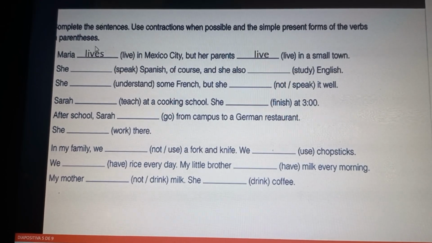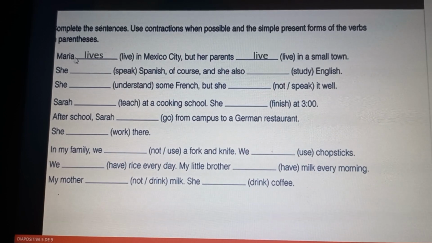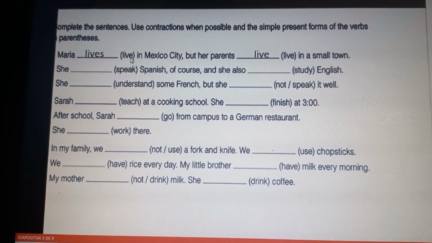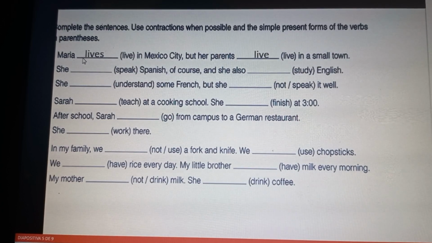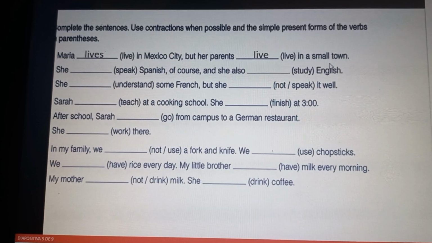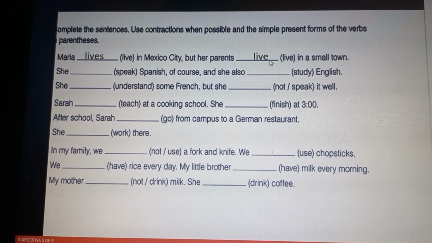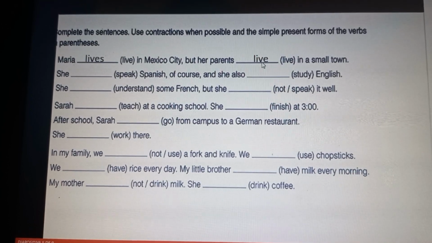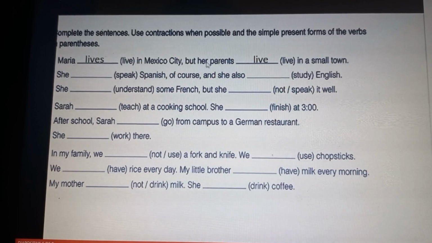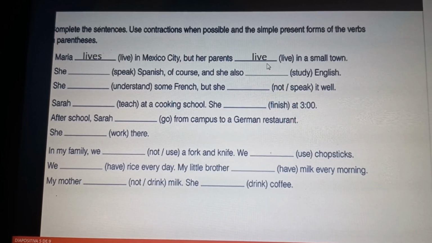Here we have more exercises, okay? You have to complete this. For example, we have Maria. Remember, Maria is the subject, third person singular, and we have the verb live, and we conjugate. Maria lives in Mexico City, but her parents live in a small town. In this case, the word parents is the same as they, so you don't have to conjugate the verb. You have to use the verb in the base form, in this case, live. Maria lives, her parents live. Please complete exercises for the next class.